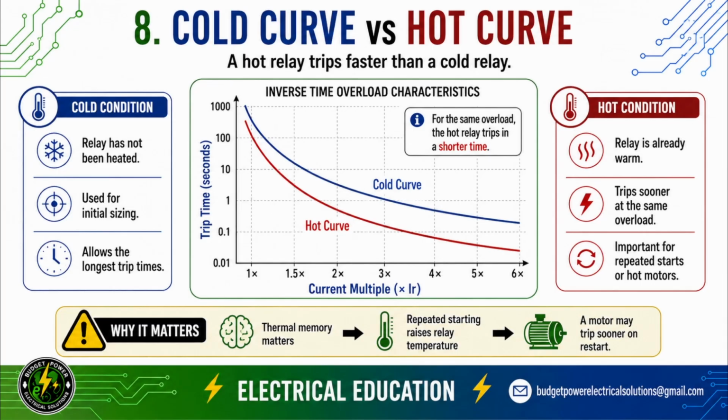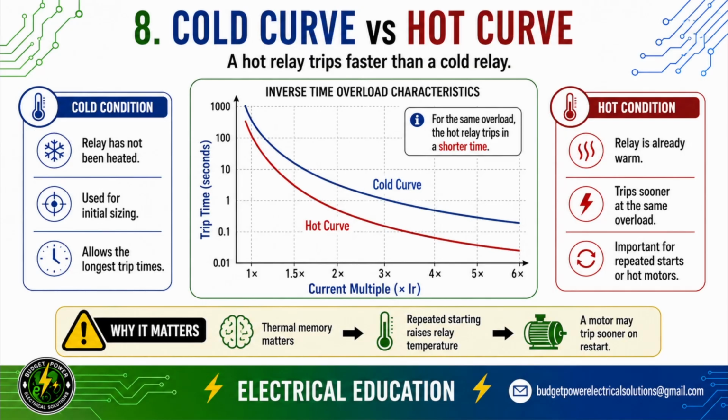Another important point is the difference between a cold curve and a hot curve. A cold relay has not been heated by previous motor operation, so it can usually tolerate an overload for a longer time. A hot relay is already warm. Because it already has stored thermal energy, it may trip much sooner under the same overload condition.